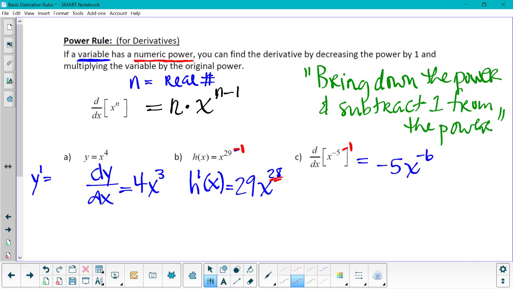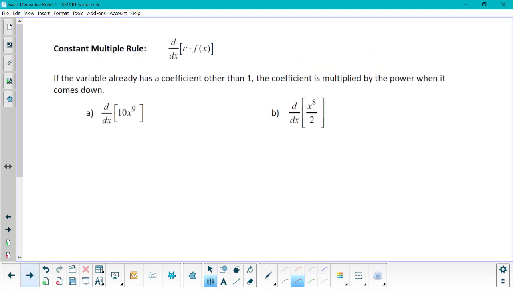Okay, so let's look at extending these rules. What if I have a function times a constant? For example, I have x to the 9th, but it's being multiplied by 10. 10 is a constant. So what do we do with that 10? Well, the constant multiple rule says that the constant just goes along for the ride. You're going to find the derivative of your function, which right now we know is x to a power, and then you just multiply it by that constant. So it just comes along for the ride.